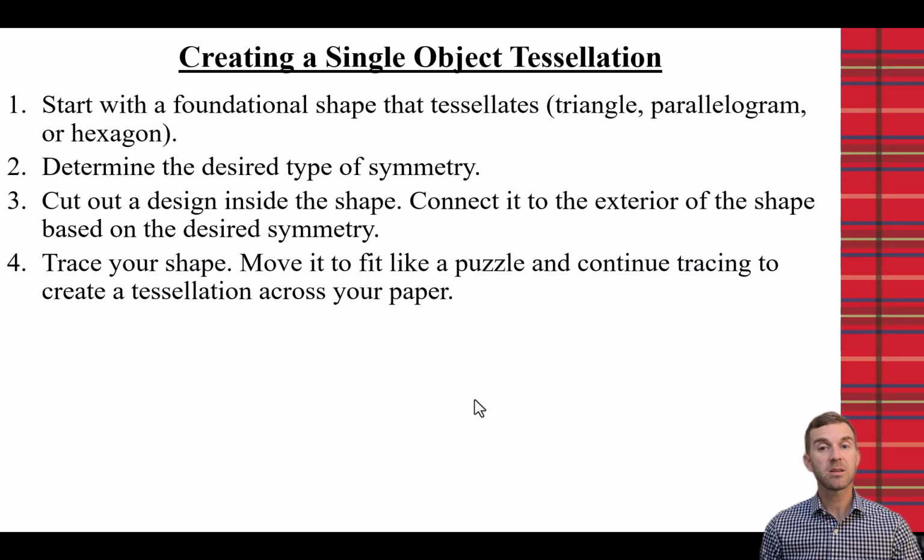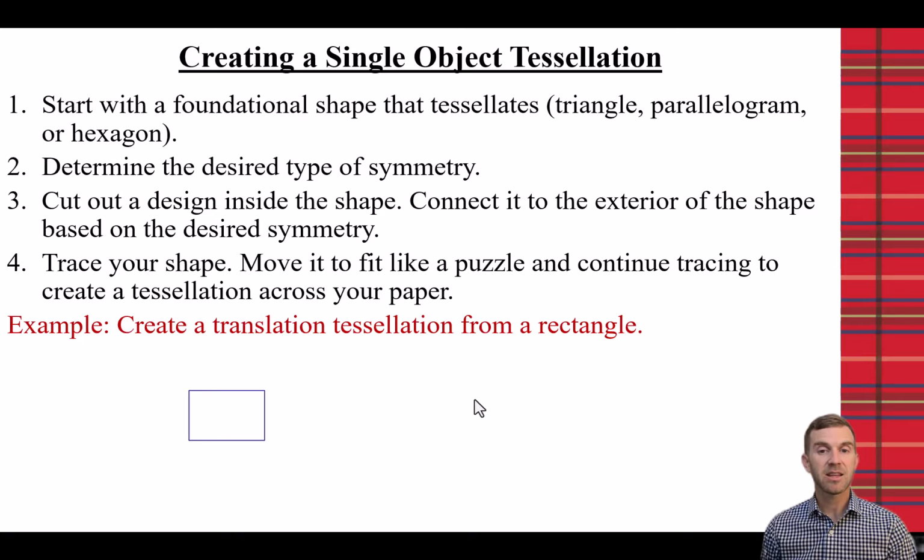Once you've cut the pieces and moved them to other parts of your shape, you can then put down your shape and trace it. And then as you pick up that shape that you created, you can trace and move it and put it together like a puzzle piece until you filled up your entire screen or your entire piece of paper. So let's say we want to tessellate using this rectangle. So a rectangle is a parallelogram, therefore it can be a single object tessellation. So I'm going to do a translation, so I'm going to cut out from one side and move it to the other, and I'm going to do that left to right to start with.